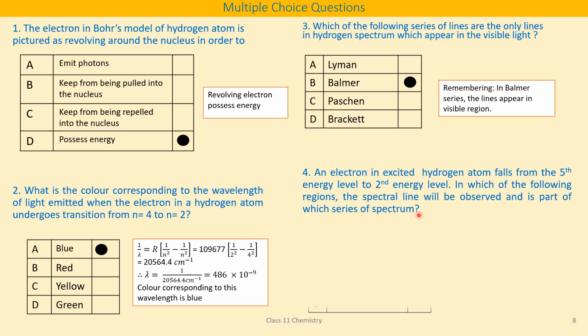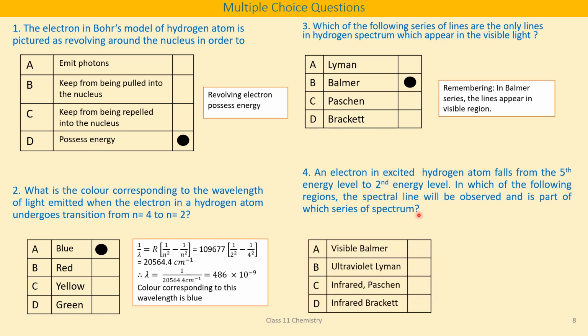So four options are given. These four options are appearing on your screen. Option A, visible, Balmer's line. Option B, ultraviolet, Lyman. Option C, infrared and Paschen. And option D is infrared, Brackett.